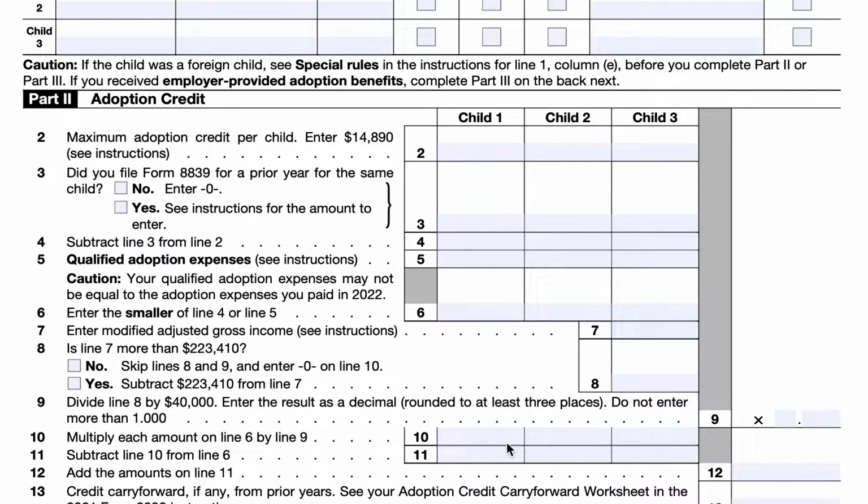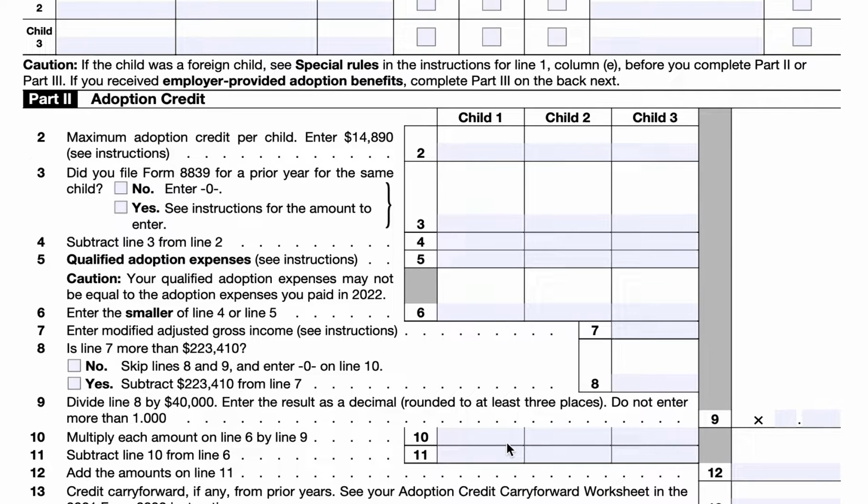In line 3, if you filed IRS Form 8839 for a prior year for the same child, select yes. The instructions indicate that you should enter on line 3 the total of the amounts shown on lines 3 and 6 or corresponding line for the last form that you filed for the child. If no, enter 0. In line 4, you will subtract the number in line 3 from the number in line 2.